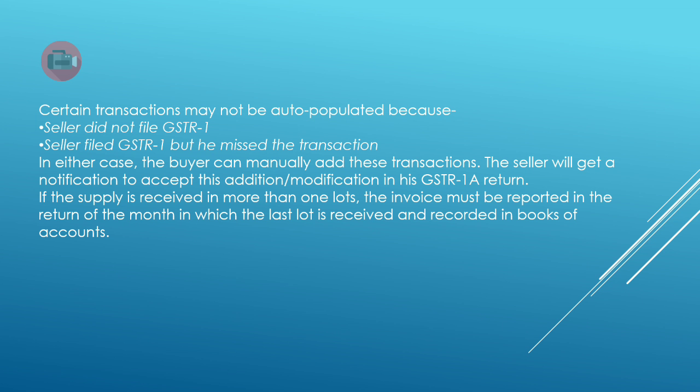Now, certain transactions may not be auto-populated because the seller did not file GSTR-1, or the seller filed GSTR-1 but missed the transaction. In either case, the buyer can manually edit this transaction. The seller will get a notification to accept this addition or modification in the GSTR-1A return. If the supply is received in more than one lot, the invoice must be reported in the return of the month in which the last lot is received and recorded in the books of accounts.